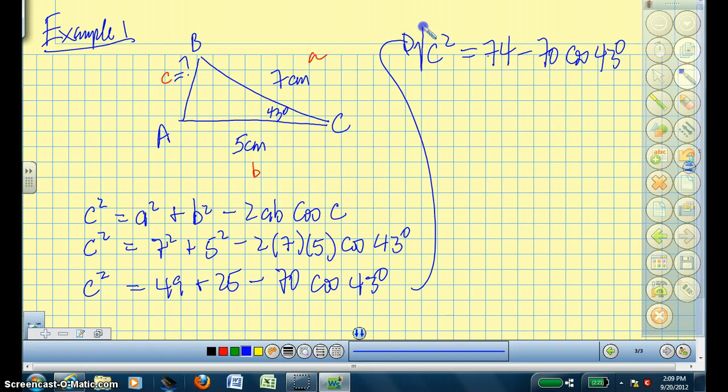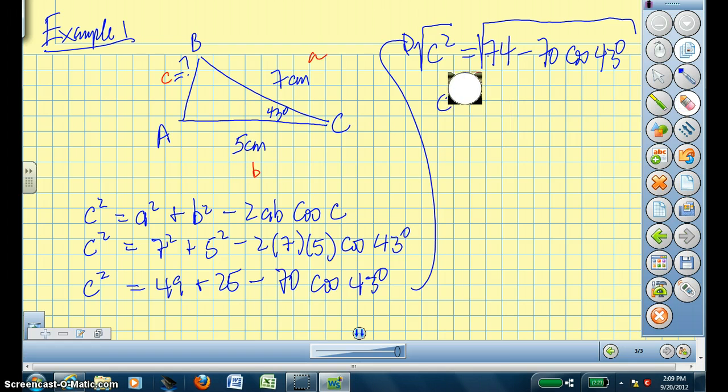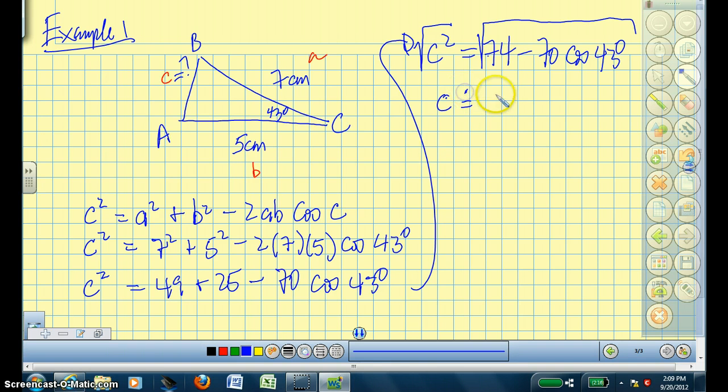I want to take the square root of both sides. So C is now equal to, and the question in the textbook asked to round off to the nearest centimeter. So this would be roughly 5 centimeters.